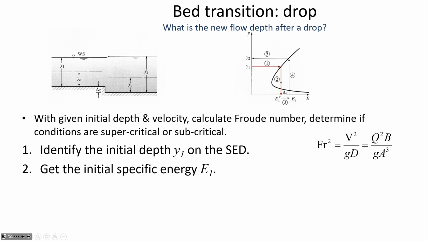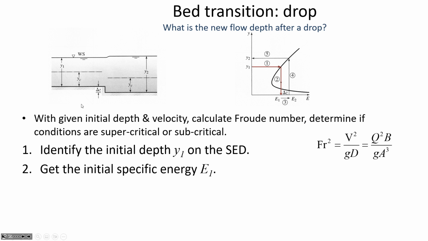Remember that E is the sum of two terms. It's the sum of the depth and the velocity head. So you can just calculate the amount of specific energy at location 1 by adding those two things together. So E1 would be Y1 plus Q squared divided by 2gA squared, or Y1 plus V1 squared divided by 2g. That's the amount of specific energy at 1.